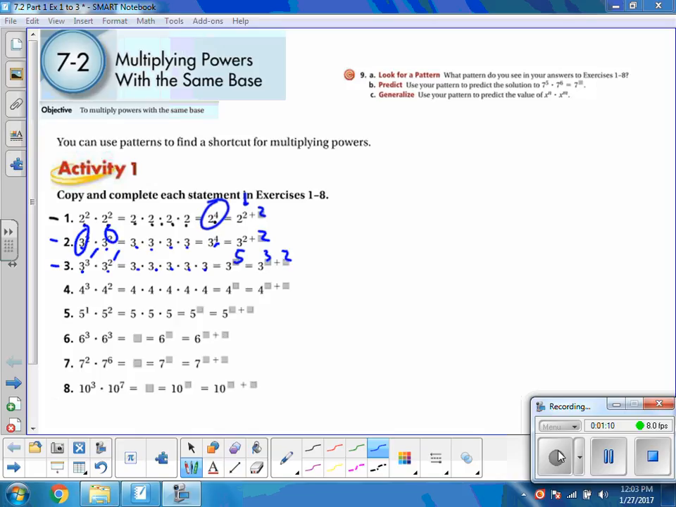I'm going to press pause, and why don't you work on 4 through 8. All right, as I run through each one of these, I'm actually creating something called a power rule for exponents. And we're going to talk about that in a moment, but if they have the same base, I can just add the exponents. And that's the pattern that we have found. If they have the same base, we can add their exponents.